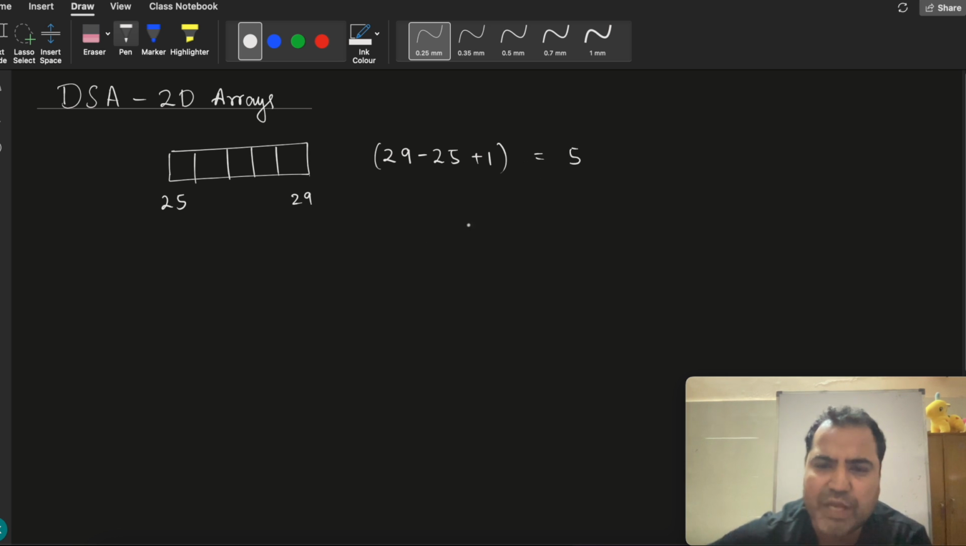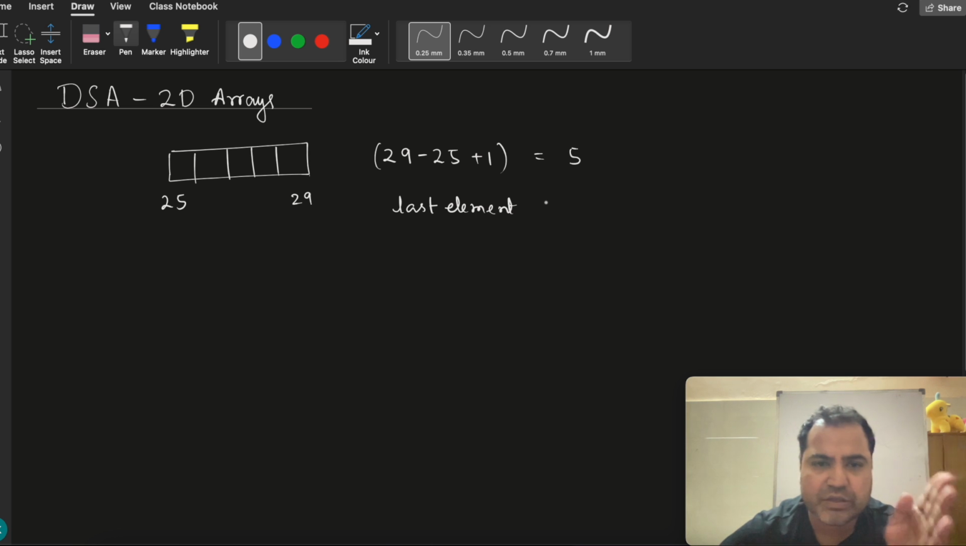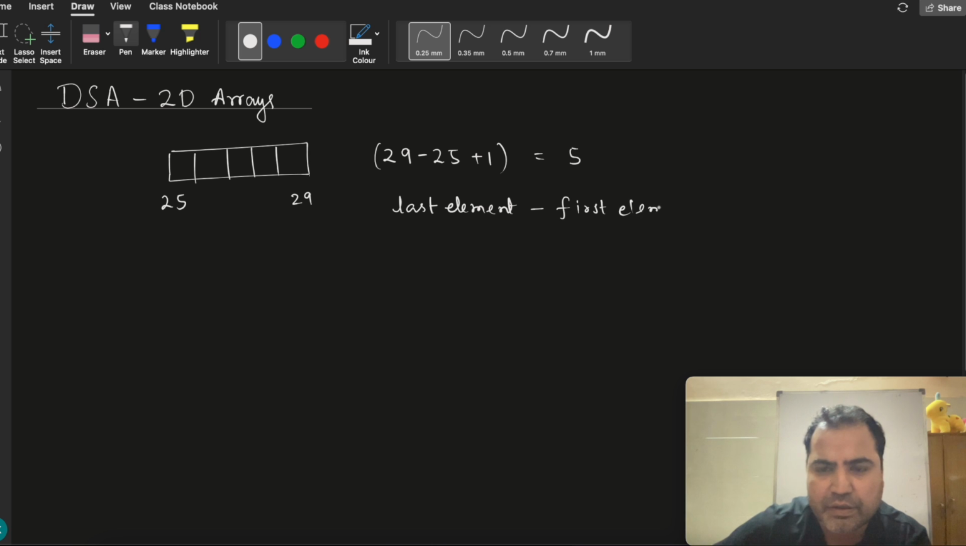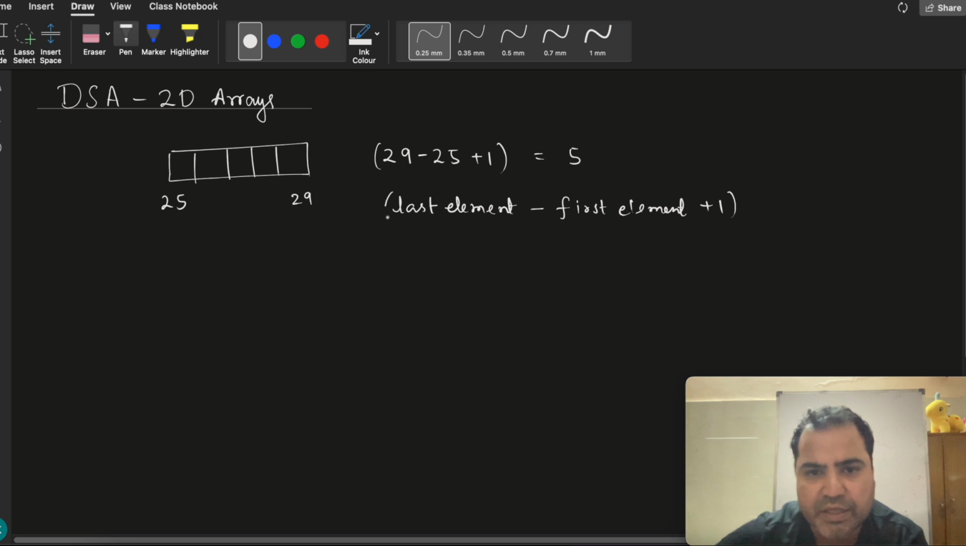This basic formula will be helpful in 2D arrays. To count the elements from a particular starting point to a particular end point, first you write last element minus first element, plus 1. This will be the number of elements in the given list or array. This is the basic formula.